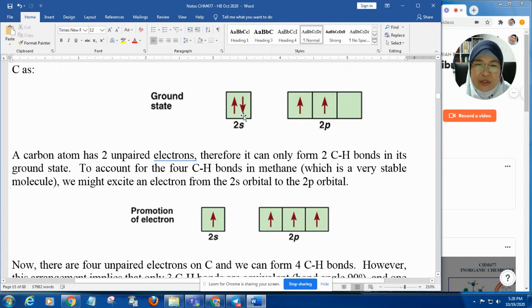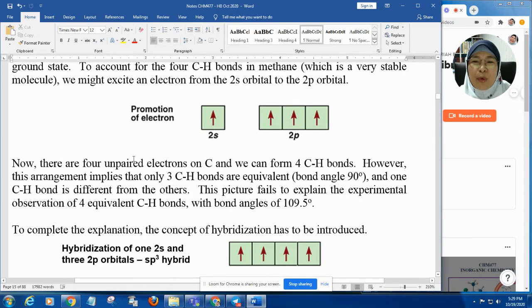There are 2 electrons in the 2s. We excite this electron to go into this empty orbital. If this is 2px, this is 2py, that would be 2pz. So your 2pz is now going to be occupied by the excited electron that originally occupied the 2s. So you have this promotion of electrons happening here. Now it is getting closer to what the actual picture of methane is.